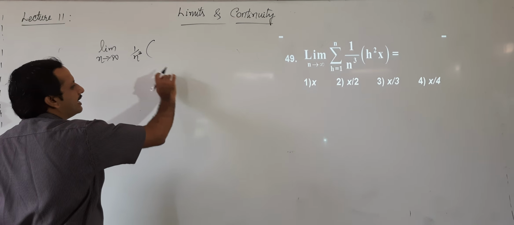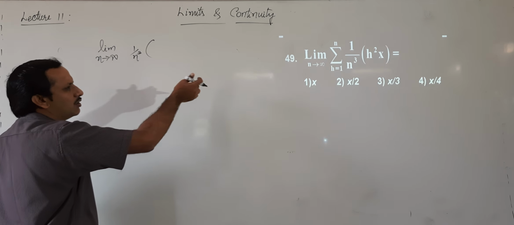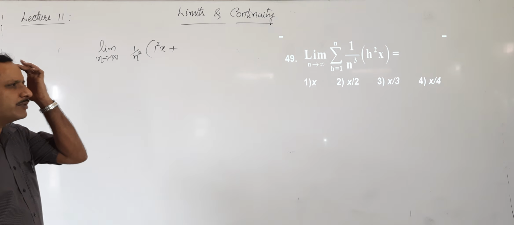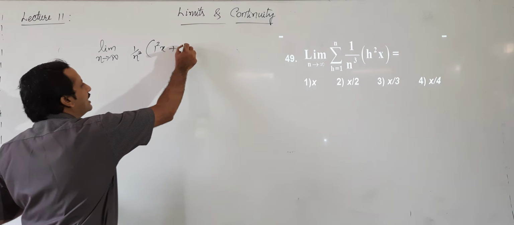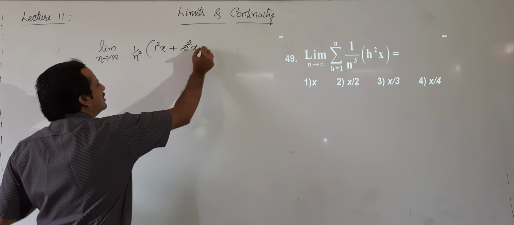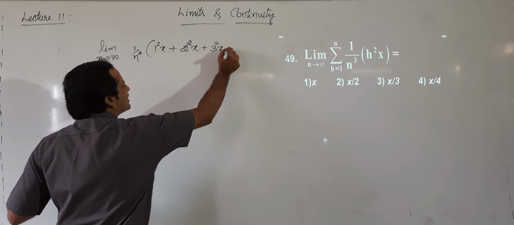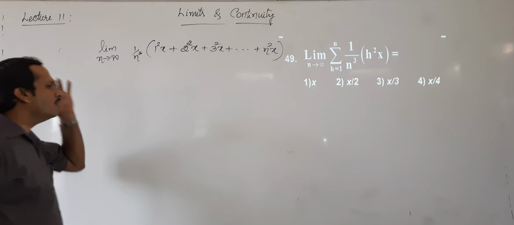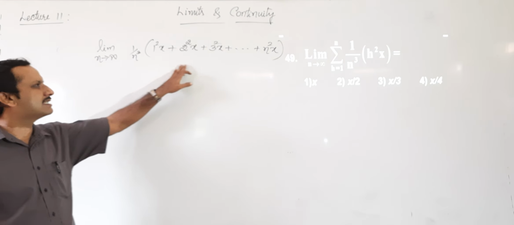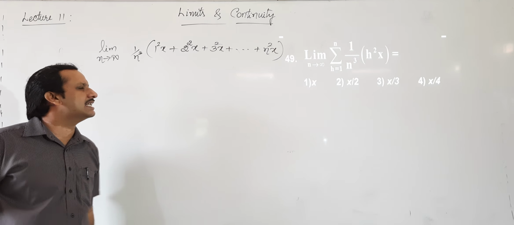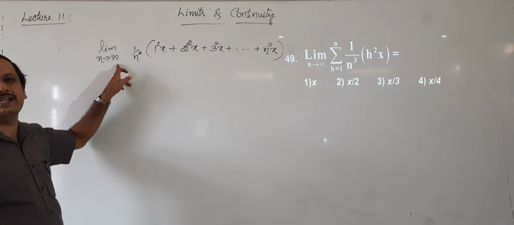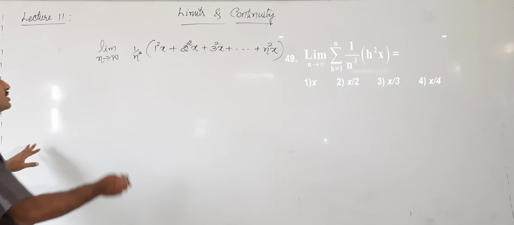So h square x, when I put h equal to 1, I am getting 1 square into x plus, when I put h is equal to 2, I will get 2 square into x plus 3 square into x, so on till n square into x. 1 square x plus 2 square x plus 3 square x till n square x. Okay, this x is independent of n, that x can be taken outside this.